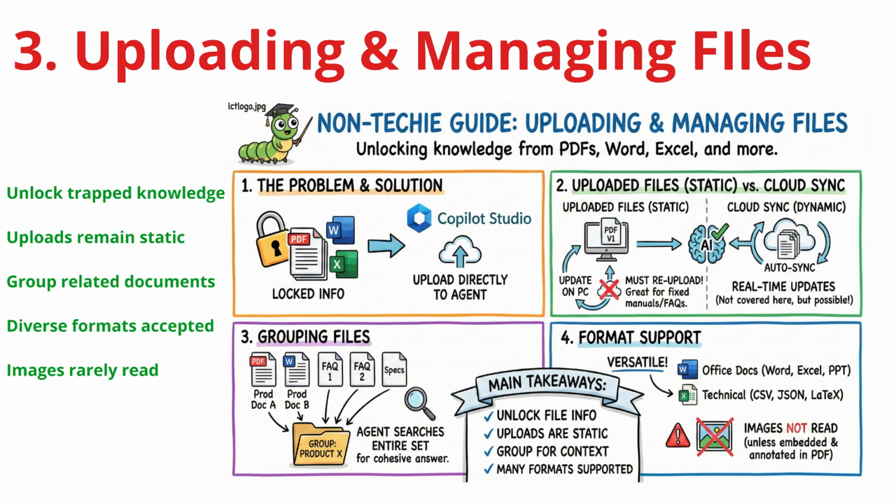Finally, quadrant 4 highlights versatility. The agent supports standard Office documents and technical formats like CSV or JSON. Just note the warning icon. Images generally are not read by the AI.